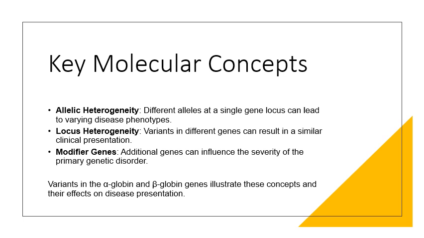Examples would be the alpha globin and beta globin genes, illustrating these principles. Variants in these genes contribute to a diverse clinical outcome, such as thalassemias or hemoglobinopathies. So this really depends on the specific mutation and the influence of modifier genes. These concepts are critical for understanding the complexity of genetic disorders.